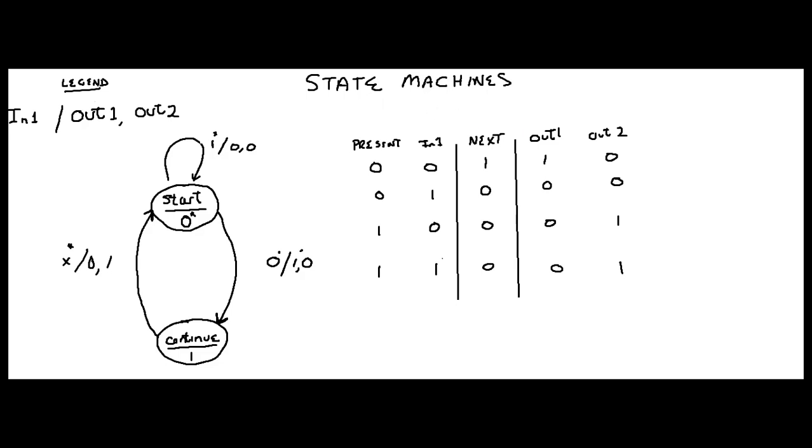Why don't I just add it on the right? It'd probably be easier that way. So with your JK flip-flop, you have one JK flip-flop. You have to have your sync inputs, right? J and K. So let's look at the output, right?